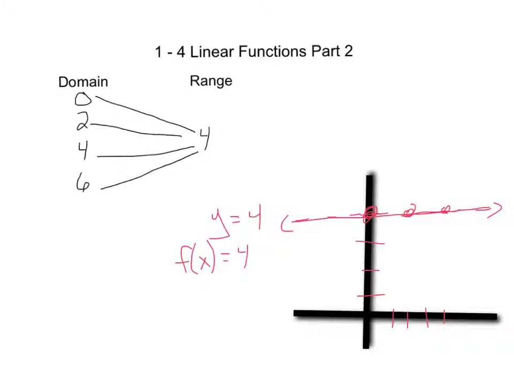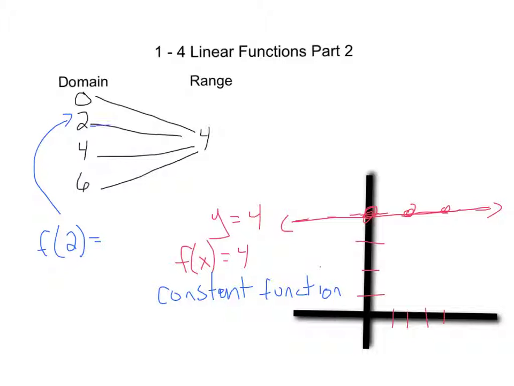Okay, we call this function a constant function because the y value is always the same. In other words, it's constant. Y stays the same. So for instance, what if I said, okay, here's a function. What is f of 2? In other words, when you plug in the 2, what pops back out? Well, it's 4 because the output is constant.